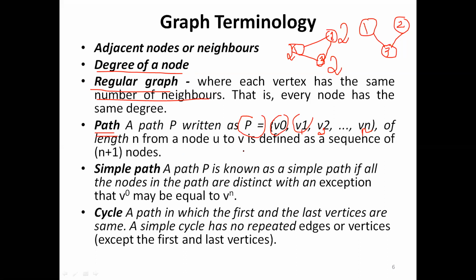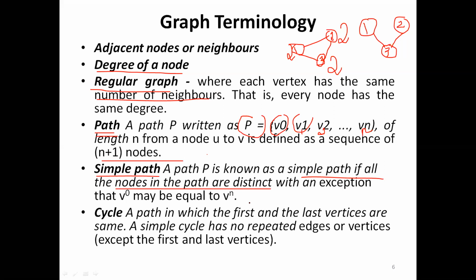Length n from a node u to v is defined as a sequence of n plus 1 nodes. Then simple path. It means that, for example, in a simple path there will be only distinct vertices. A path P is known as a simple path if all the nodes in the path are distinct.